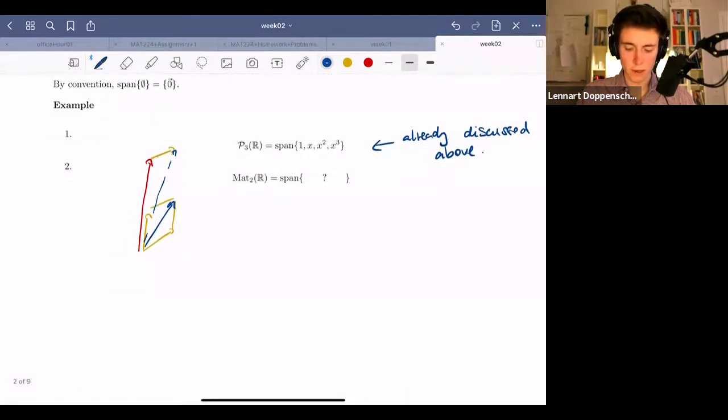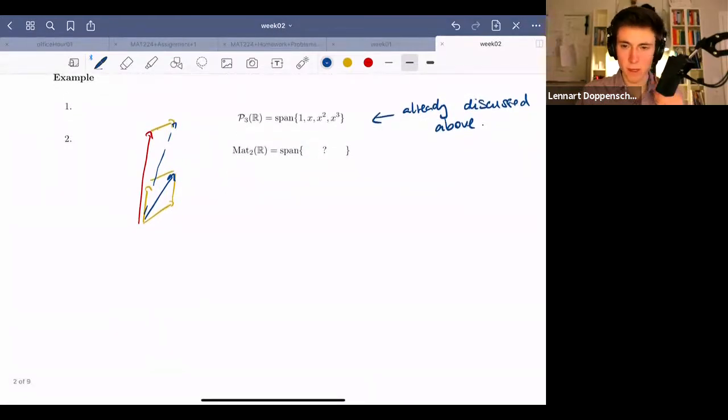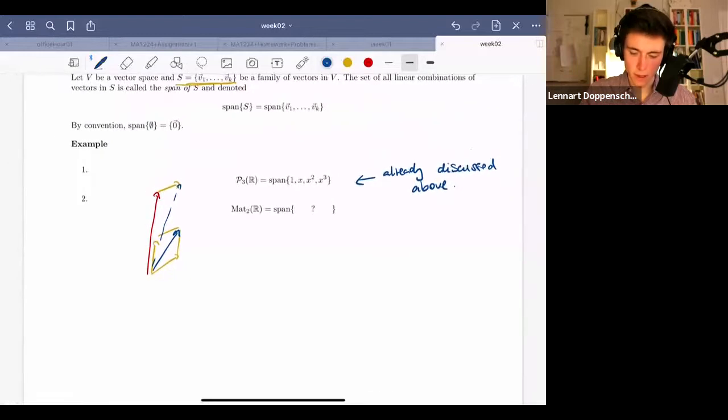So now, for maybe 3 minutes, I want to give you time to think about how we could span all possible matrices. So what should I write here in the span, so that if I apply the span, then I get all possible matrices? Okay, I'll give you 3 minutes.